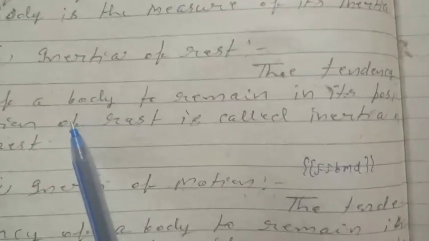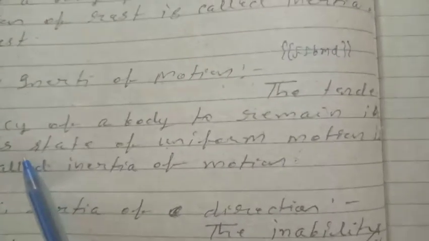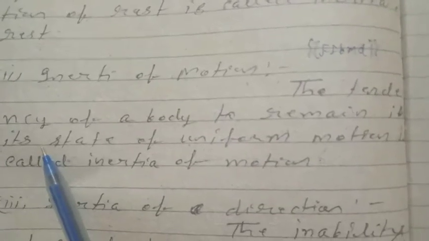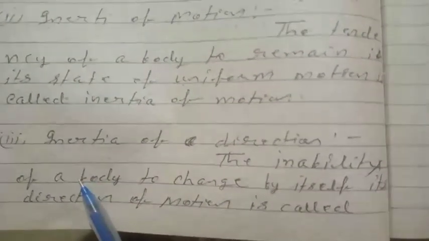Inertia of rest: the tendency of a body to remain in its state of rest is called inertia of rest. Inertia of motion: the tendency of a body to remain in its state of uniform motion is called inertia of motion. And inertia of direction: the inability of a body to change by itself its direction of motion is called inertia of direction.